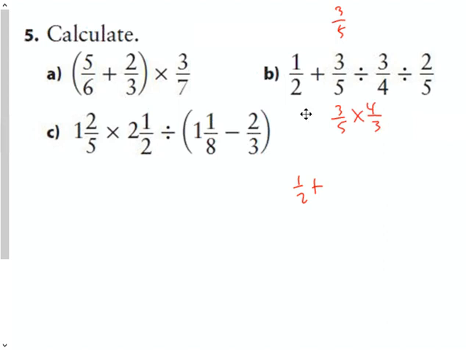I can't possibly not cross-reduce this because it would be blasphemous. That's going to be 1 over 1, which means this is going to become 4/5. So 3/5 divided by 3/4 is 4/5.